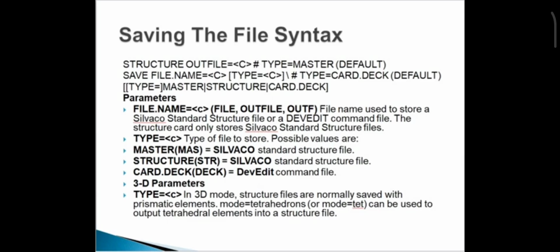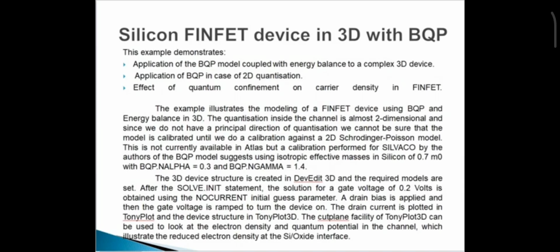File name is used to store a Silvaco standard structure file or a DevEdit command file. The structure card only stores Silvaco standard files. Type of the file to store: possible values are master, structure, card.deck. The first one, master, is the Silvaco standard file. .str also shows the Silvaco standard structure file. Card.deck shows the DevEdit command file. 3D parameter, type 3D mode. Next is the code we will discuss in the next slide.